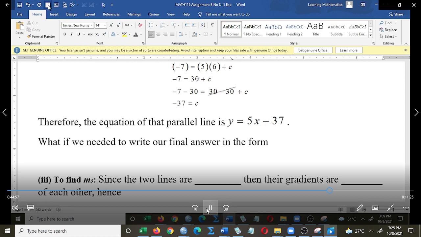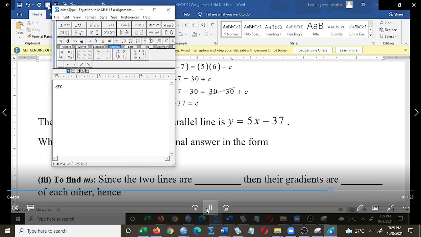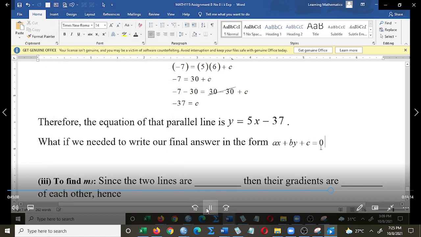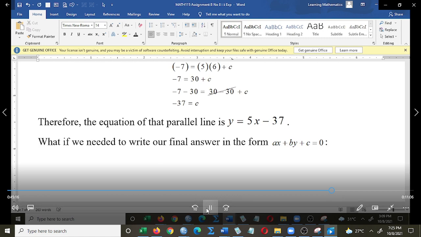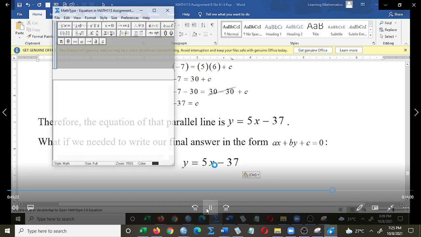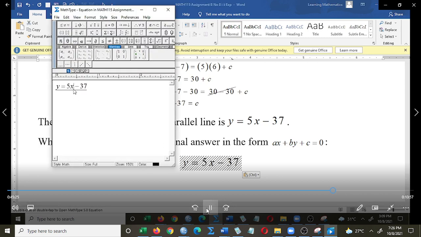Instead of scrolling up and down, let's just do it there. ax plus by plus c equals 0. ax has to be positive. So you're saying we have to cancel. Well, we would have to transfer. We'd have to cancel out 5x by subtracting, and cancel out negative 47 by adding. Agreed?